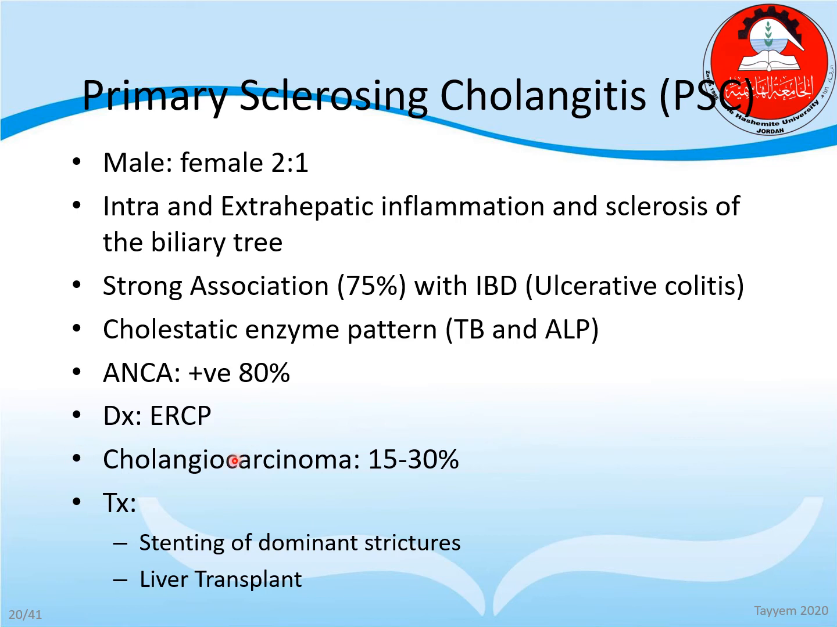ERCP is diagnostic. Cholangiocarcinoma could happen in 15 to 30% of all affected patients. Treatment: stenting of the strictured areas. Liver transplant is the definitive treatment.